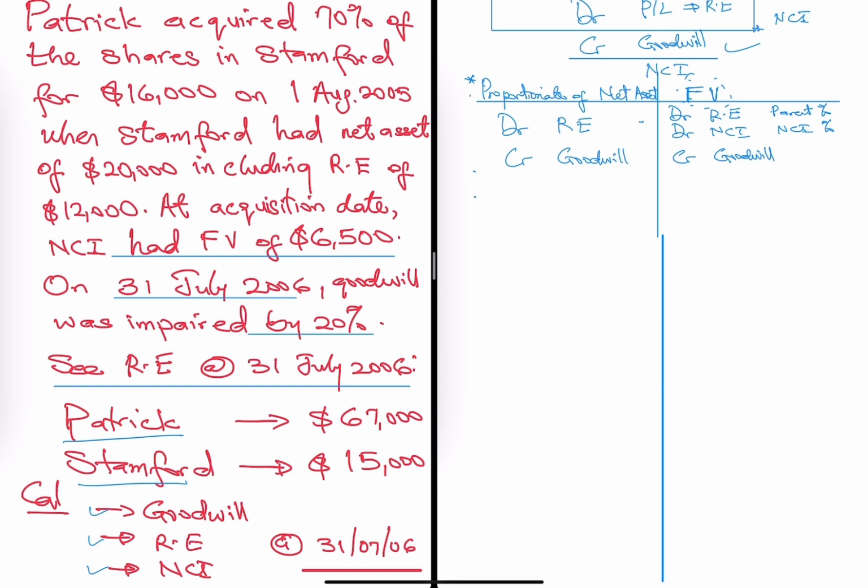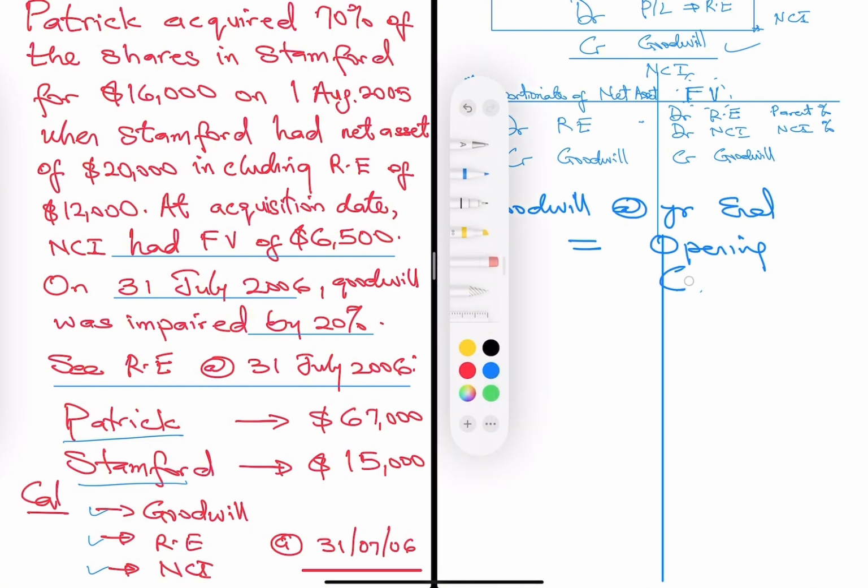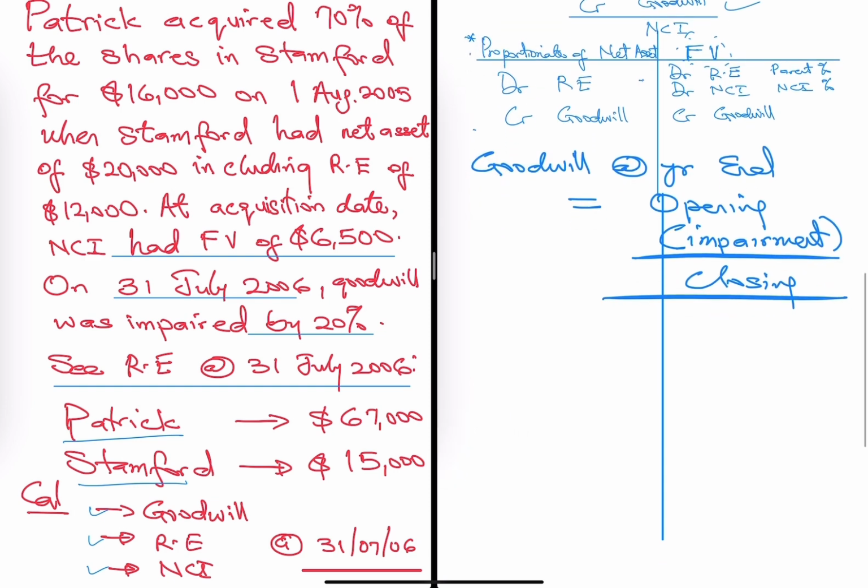Goodwill at year end, remember, for whatever we're doing, will be equal to opening, because we have said that Goodwill is never amortized. The only thing that can reduce Goodwill is impairment. Right? So it's opening less impairment, and that will give us closing. But the question is, what's our opening Goodwill? We don't even know it. So let's deal with opening Goodwill for both scenarios.